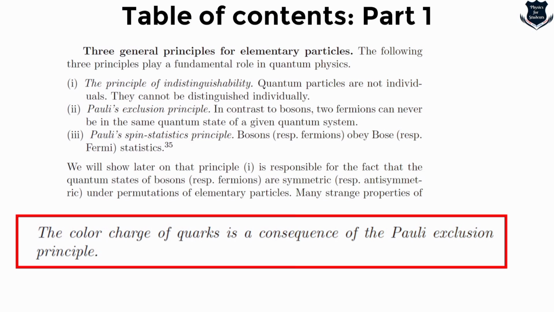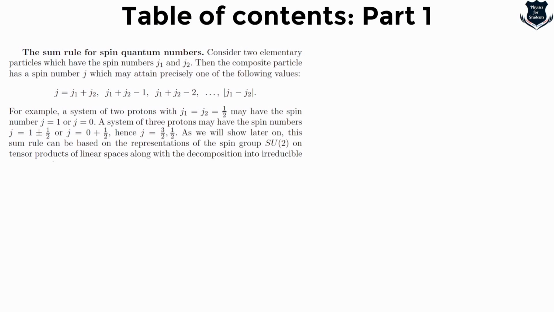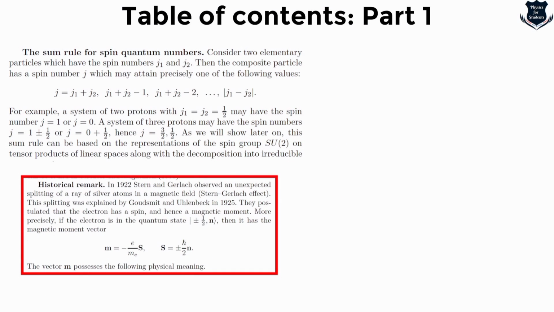The color charges of quarks is a consequence of the Pauli exclusion principle. So every part of the paragraph you will see is ultimately summarized in italics, which makes it very easy. Say for example, the sum rule of spin quantum numbers. Again there is a historical remark. How beautiful. That means the spin rule of quantum numbers is not clear until you understand the 1922 Stern-Gerlach experiment and what it actually tells.